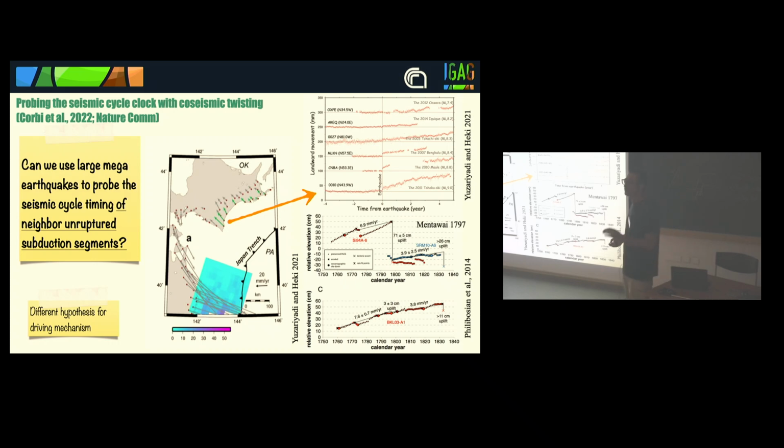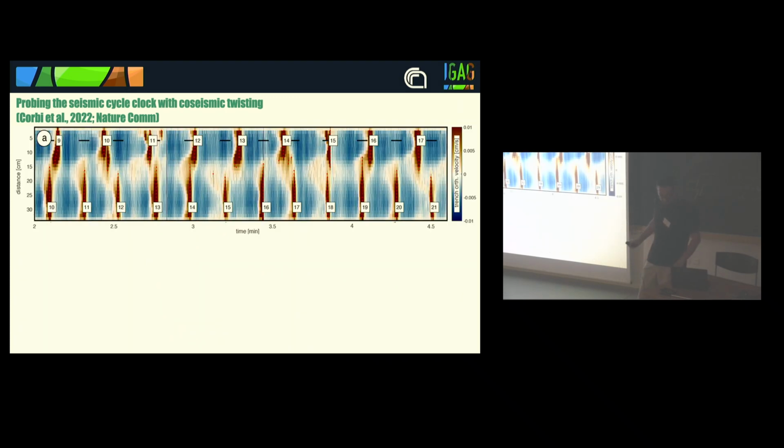There have been different hypotheses for explaining this acceleration, and I'm not really an expert, but I can tell you what is going on in the laboratory. So I took one experiment with predominantly single asperity ruptures. We have time and distance on this plot. Blue is landward motion, brown is seaward motion, and we analyze the different cycles.